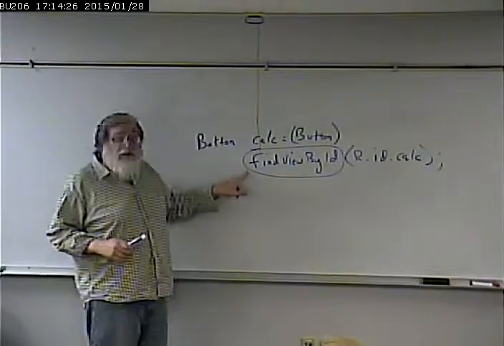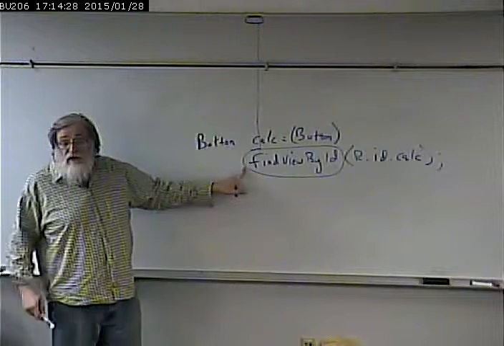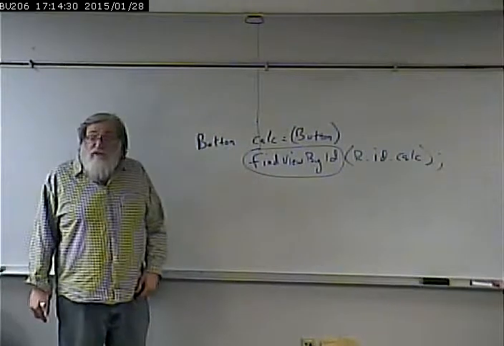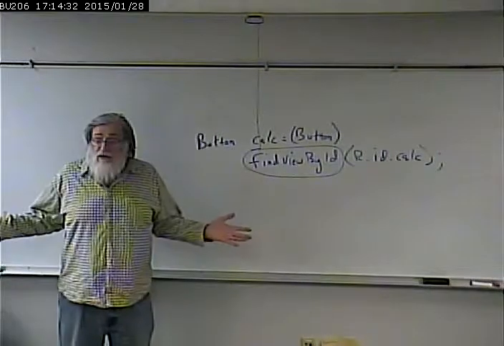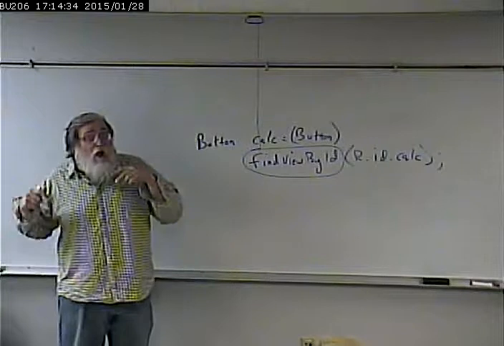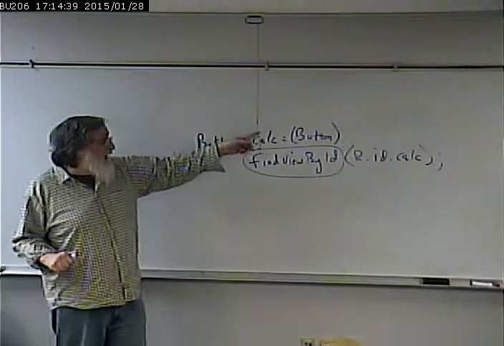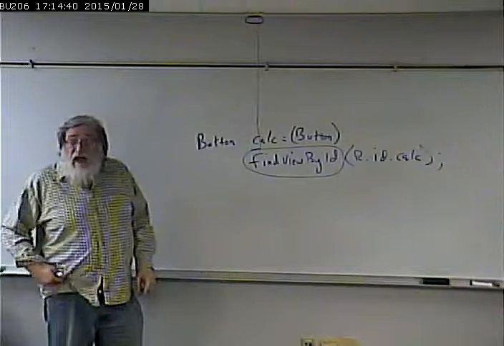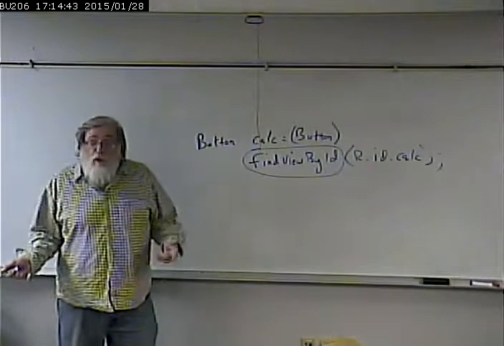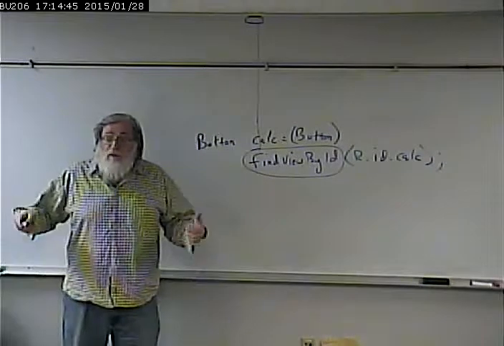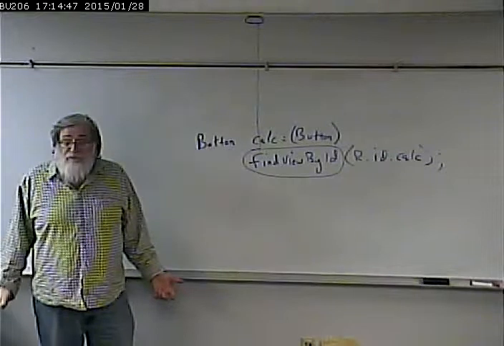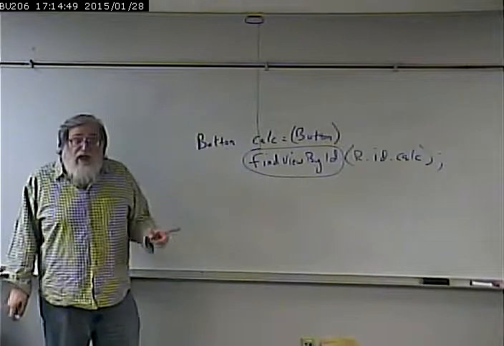This is simply going to return a view. And what kind of view? I don't know. It'll find any view. We know, though, that that's a button, and we want to treat it like a button, so we need to cast it as a button. So now we have a variable called calc that points to that button on the screen. Now we can do stuff with it. All right? Questions about that?